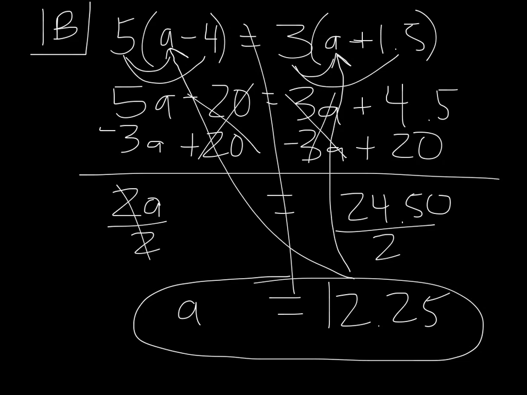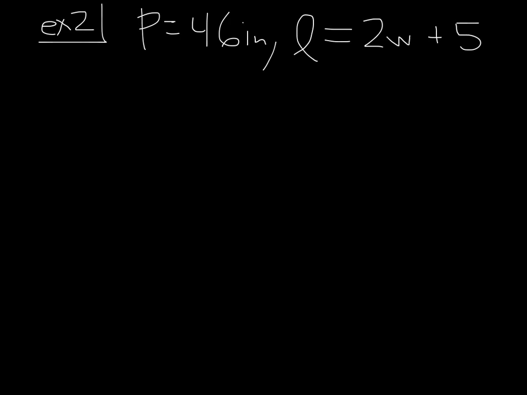Let's go to example number 2. Example 2 says the perimeter of a rectangle is 46 inches. Find the dimensions if the length is 5 inches greater than twice the width. So it tells you that. Now listen to it. The length is, so length equals 5 inches greater than twice the width. So that's 5 more than 2 times the width. So if L is 2W plus 5, then what's W? Well, W is just W.